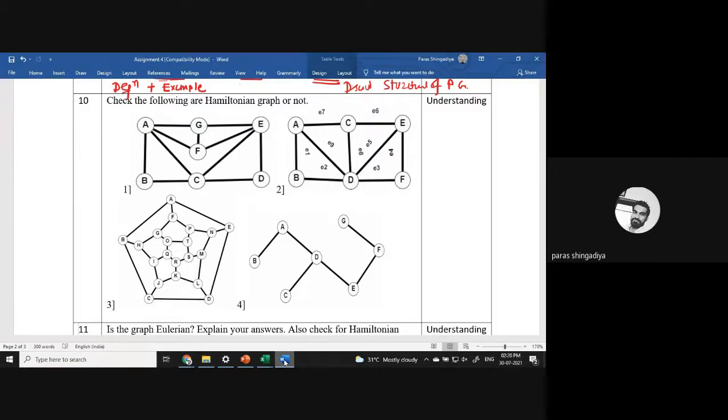In a Hamiltonian graph, you have to create one closed circuit which covers every vertex exactly one time. Okay, you have to start from any one vertex, visit all the vertices, and then reach the starting place again. That is the meaning of a Hamiltonian graph. So verify it first by yourself. Is it Hamiltonian or not? And then we'll discuss. You can also reply with your answer in the chat box.